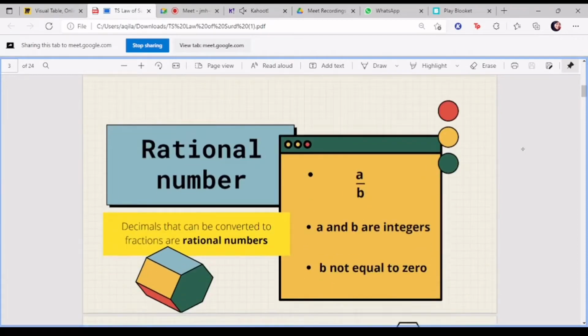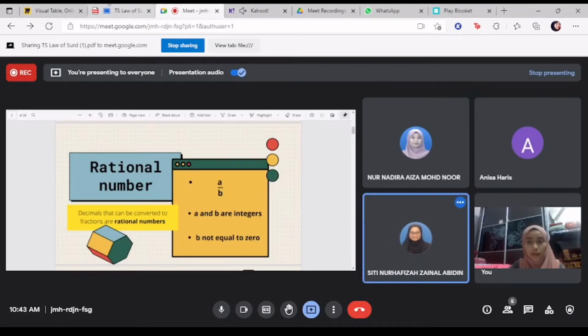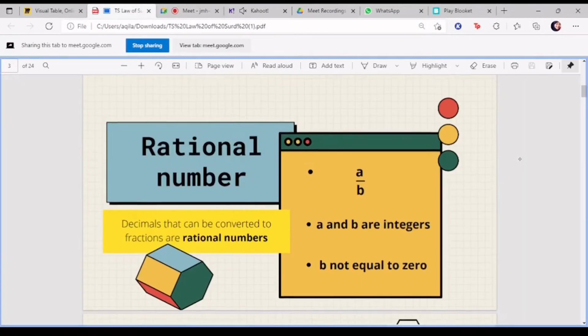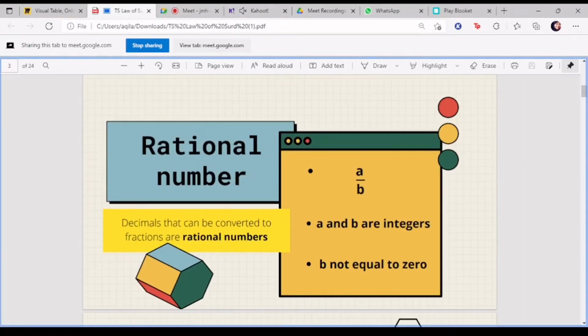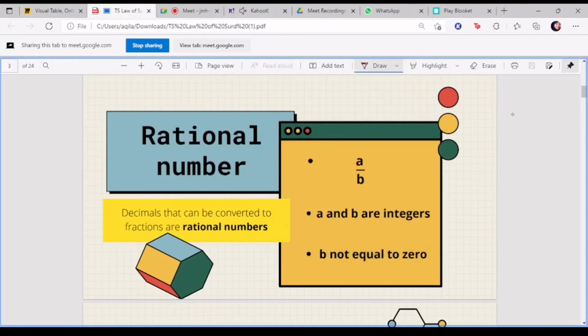Okay, firstly, before we jump into our new chapter today, let me ask you, do you still remember about rational number? Because if I'm not mistaken, I think you have learned about this in Form 1, right? Do you remember? Yes, teacher. A little bit. Okay, very good. Can I have a volunteer to explain what is rational and irrational number? For rational number is a decimal that can be converted into fraction.